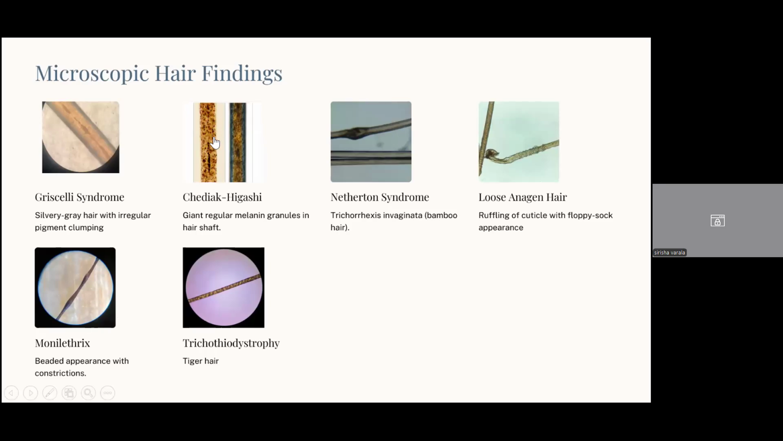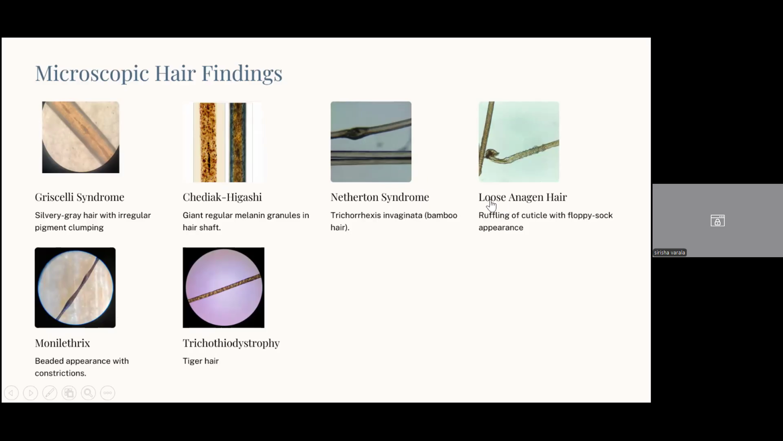Here we see the giant melanin granules, but they're very evenly distributed, regularly placed clumps. This one has irregularly placed clumps, which is mostly diagnostic because not everybody can afford genetic testing. Now, Netherton syndrome: if you're suspecting Netherton's, there is a nice trichorrhexis invaginata or bamboo hair where the distal portion invaginates into the proximal portion, forming a ball and socket appearance. Very classical of Netherton syndrome.